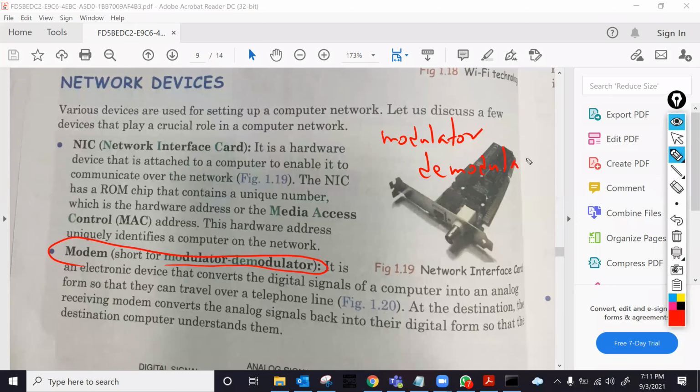Sir, I couldn't hear you properly. Wait, I will increase my volume. I think now you can hear. Am I right? Hello. Can you hear me? Am I audible? Yes, sir. All right.